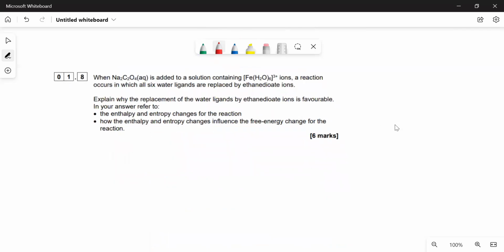Okay, so this is about ethane dioate ions acting as ligands now. So we've got this complex ion, the iron 3+ with 6 water ligands. All 6 water ligands are replaced by ethane dioate ions. Explain why the replacement of the water ligands by ethane dioate ions is favorable. So first of all, let's just talk about ethane dioate ions. Well, they are bidentate ligands. That's pretty important to realize.